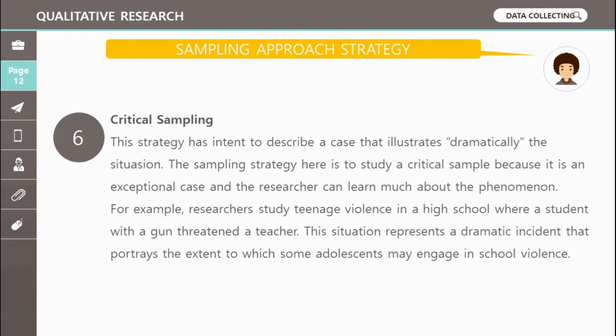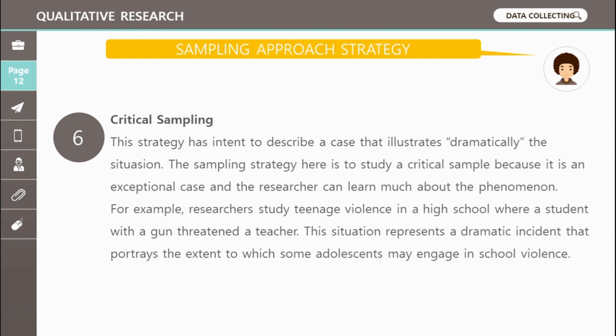The last strategy that can be chosen when the sampling occurs before the data collection is critical sampling. This strategy has the intent to describe a case that illustrates dramatically the situation. The sampling strategy here is to study a critical sample because it is an exceptional case and the researcher can learn much about the phenomenon.